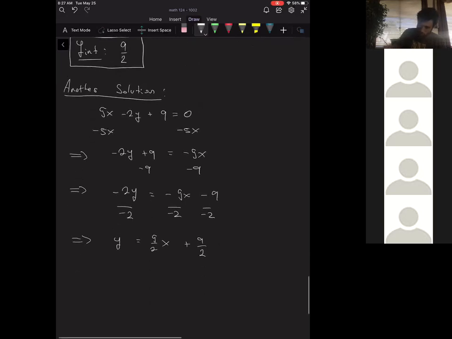And so you see we get the same answer. This is the mx plus b form. So we see our m, which is our slope, is 5 over 2. And then the y-intercept is going to be 9 over 2. So it's the same answer as what we got above.